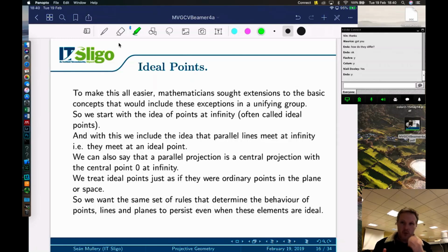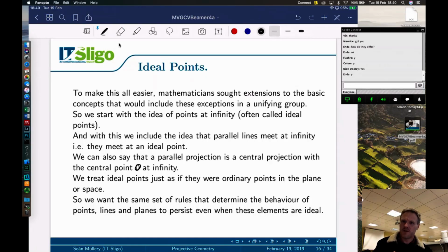Now immediately you become aware that these ideal points, or these points at infinity, are going to be very difficult to visualize or very difficult to plot. So we can also say that a parallel projection is just a central projection, but the central point, which should be an O rather than a 0, just happens to be at infinity. Okay, so if we go back to that diagram and that parallel projection, we say, well, actually that's just a central projection. It just happens to be that the central point is at infinity. Okay, and that gets us around that problem.